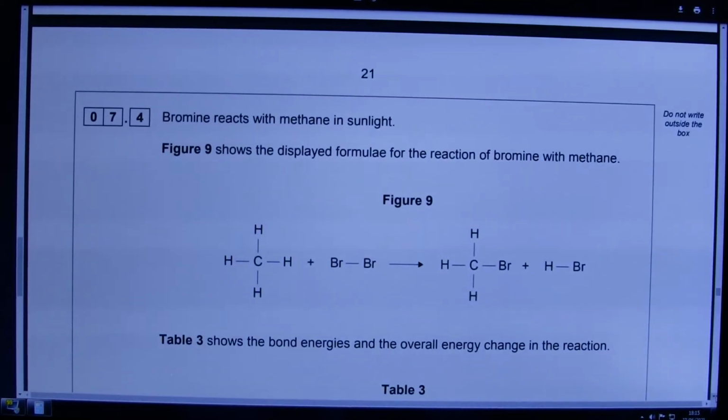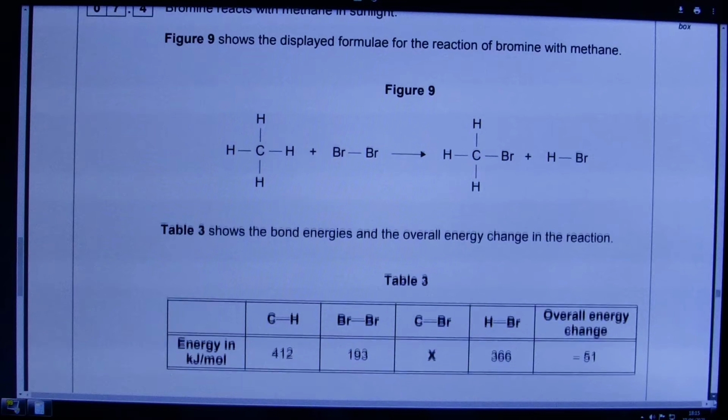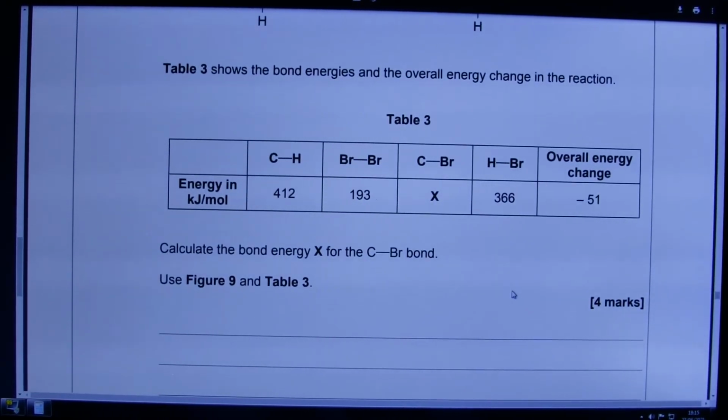Bromine, it's all about group 7 here, reacts with methane in sunlight. I did not know that. Yeah. Wow. Methyl bromide and hydrogen bromide. Table 3 shows the bond energies. Oh good. Just have to calculate the overall energy change in the reaction.